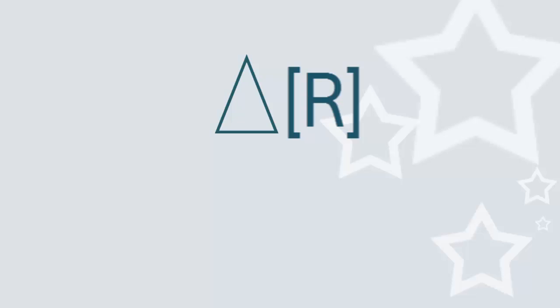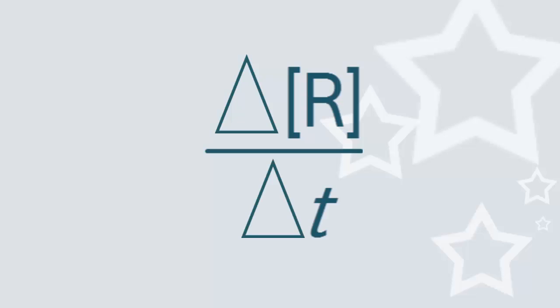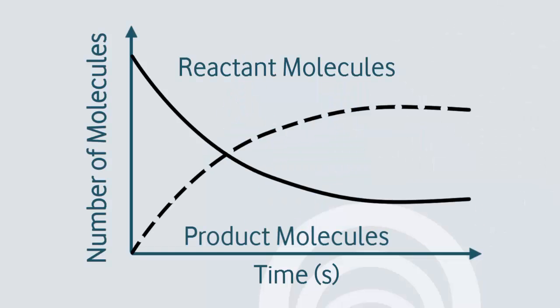During the course of the reaction, the concentration of the reactants will decrease and the concentration of the products will increase. We measure the change in concentration to determine the rate or speed of the reaction. Rate of reaction equals the change in reactant concentration over time period, which is the same as the change in product concentration over time period. The rate of reaction can also be represented graphically as a decrease in the reactant molecules with time, or as the increase of the product molecules with time.